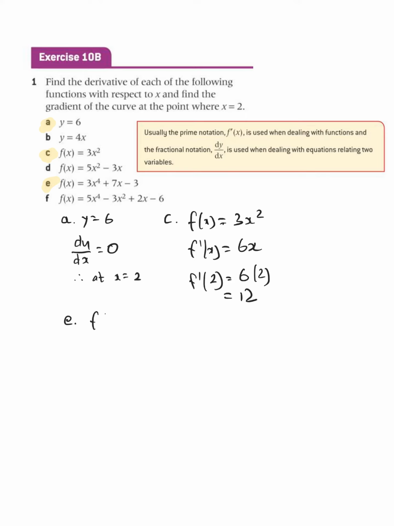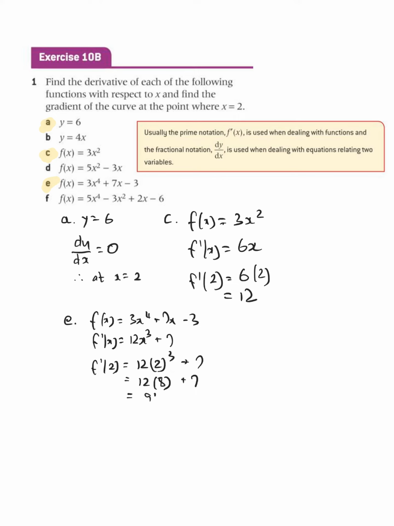Now let's have a look at E. E is the function of x equals 3x to the 4th plus 7x minus 3. The derivative is 4 times 3 is 12, 4 minus 1 is 3, plus 7. And at the point 2, that's 12 times 2 cubed plus 7. That's 12 times 8 plus 7. That's 96 plus 7. That's 103.